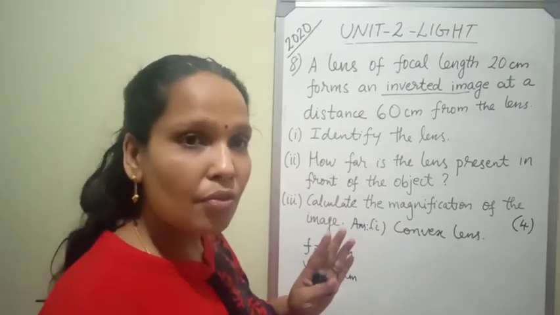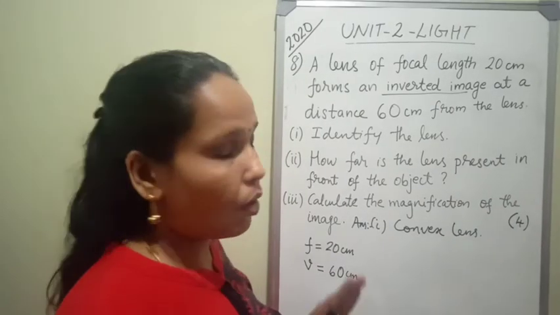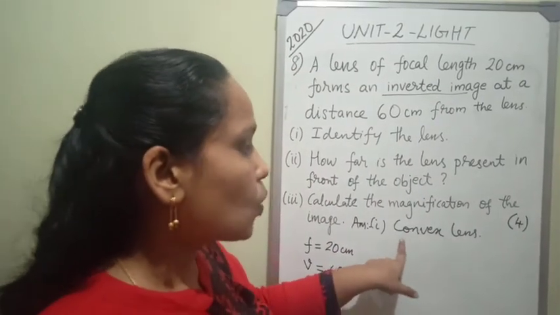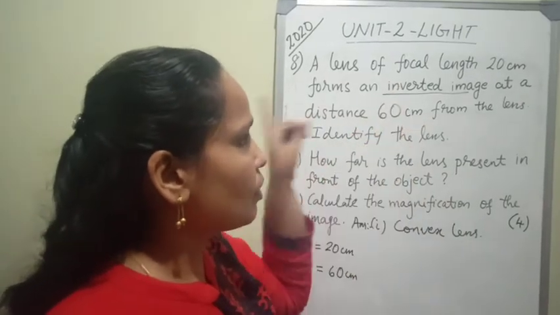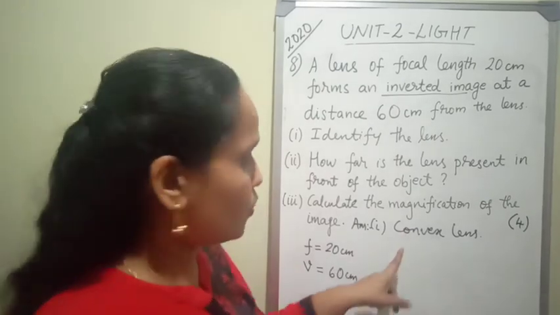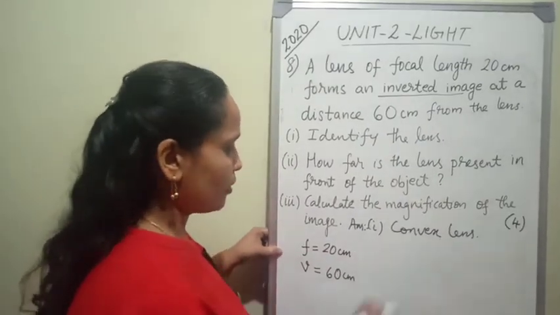It will always be virtual and erect. Okay, always an erect image will be formed. So here the answer is convex lens. An inverted image will be formed using convex lenses only. Okay, so we got our 1 mark. Okay, answer is convex lens. We will get 1 mark.